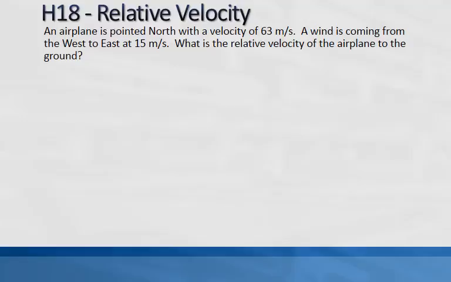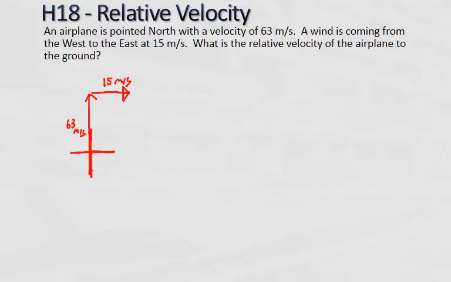So in this problem, we have relative velocity. We have an airplane pointed north with the velocity 63 meters per second. Wind is coming from the west at 15, and we want to find the relative velocity of the airplane to the ground. So just like we did with vector addition before, we have 2 velocity vectors, and we want to get the resultant. The very first thing we want to do is draw our coordinate axis, and then draw our velocity vectors. We have the airplane pointed north with velocity 63. Wind is coming from the east to west at 15. And we want to find the relative velocity.